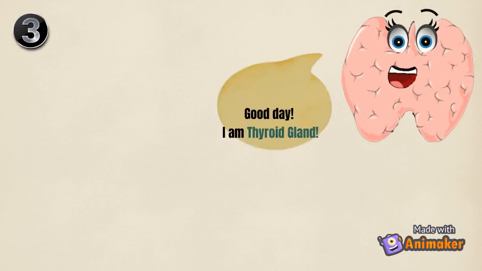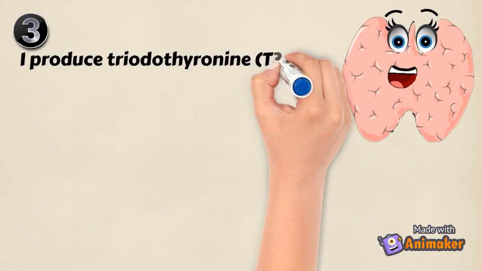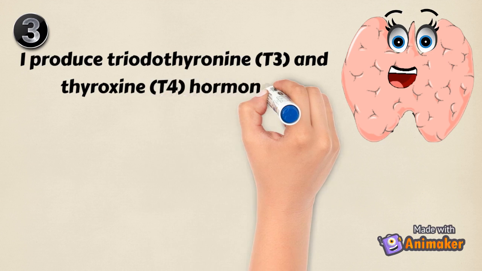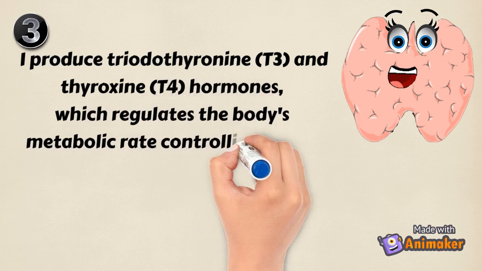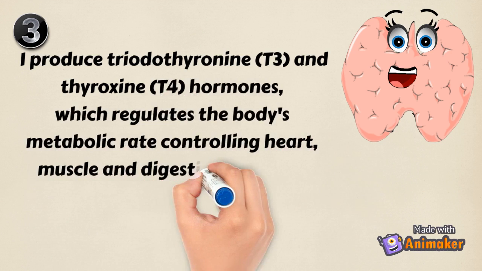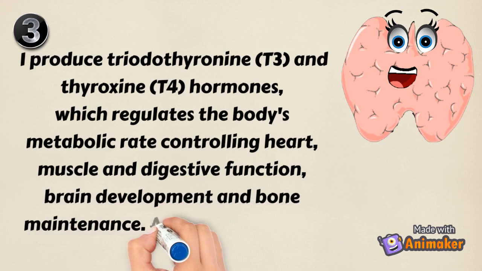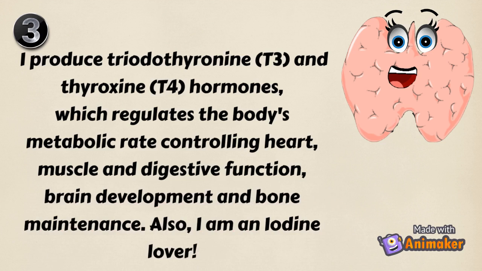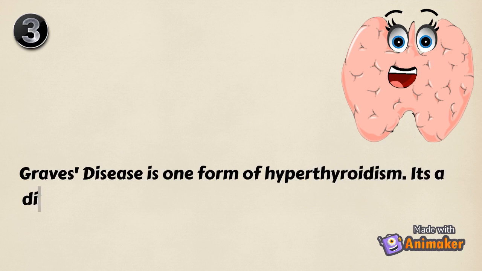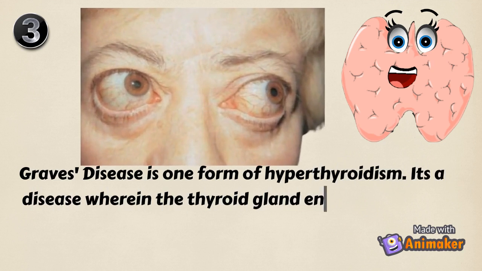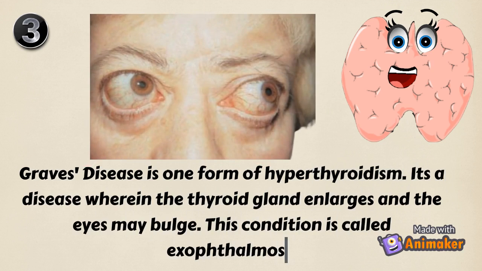Third, good day, I am thyroid gland. I produce triiodothyronine or T3 and thyroxine or T4 hormones, which regulate the body's metabolic rate, controlling heart, muscles, and digestive function, brain development, and bone maintenance. Also, I am an iodine lover. Graves' disease is one form of hyperthyroidism. It is a disease wherein the thyroid gland enlarges and the eyes may bulge. This condition is called exophthalmos.